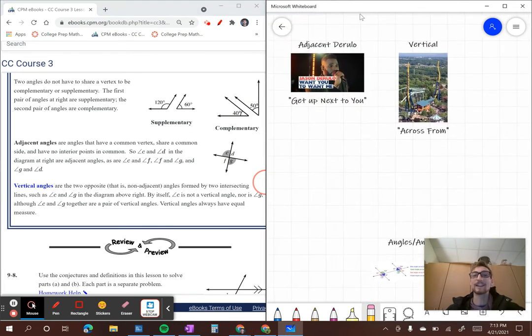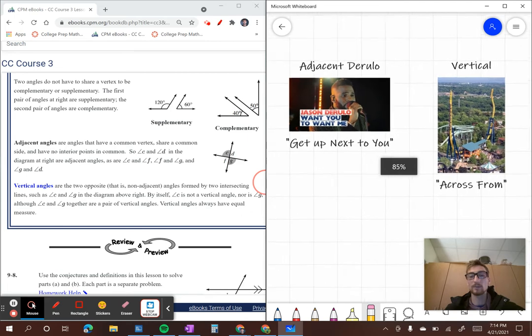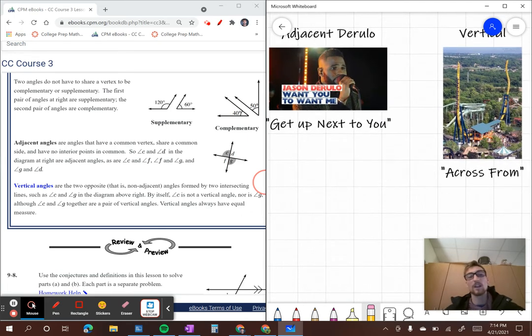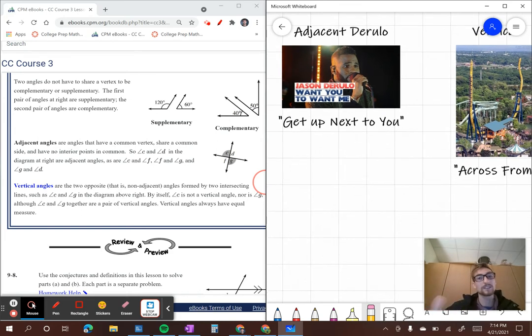And the reason I can remember adjacent is I think of adjacent Derulo, or as you guys know him, Jason Derulo. He has a song called Want to Want Me, and it's that one that goes, all I wanna do is get up next to you, right? That's all he wants to do is get up next to you. And so adjacent means next to. That's how I remember it, because Jason can't stop singing about it.